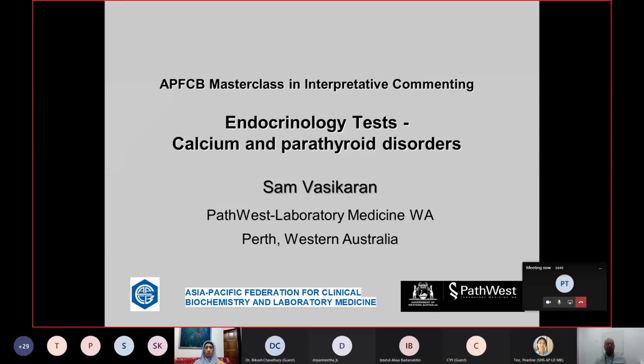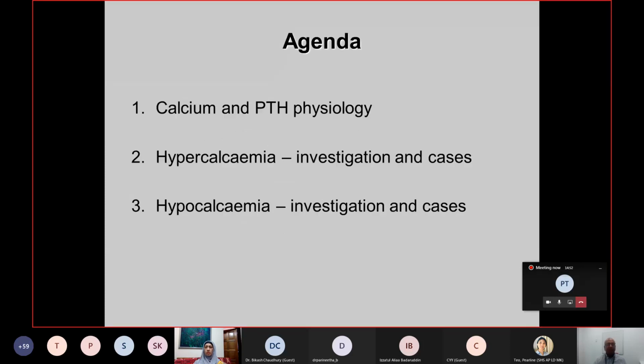So today's topic is calcium and parathyroid disorders within the endocrinology area. And the agenda for today, this time I am going to give a brief introduction to calcium and PTH physiology, mainly in relation to testing. Then I will go into discussing hypercalcemia with several cases, and then a few cases of hypocalcemia. So I will mainly base the cases on parathyroid disorders and also some vitamin D metabolism.